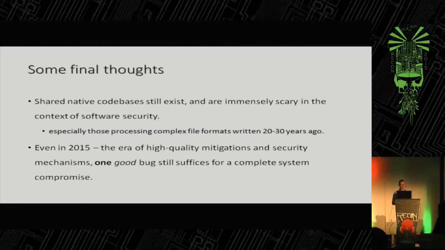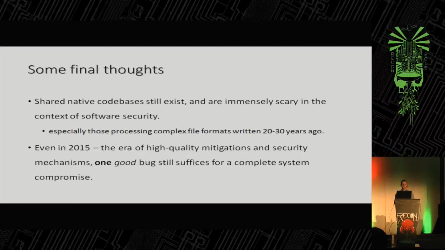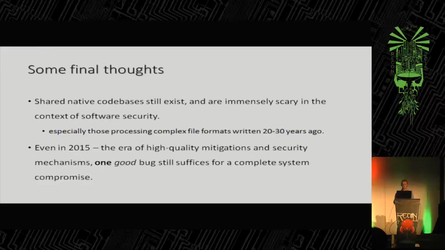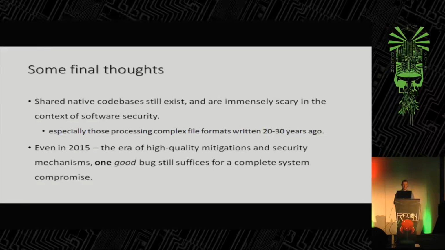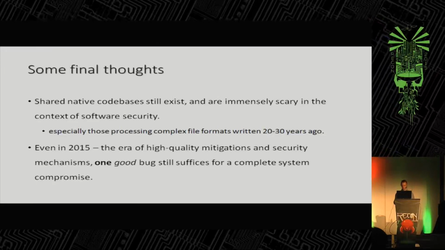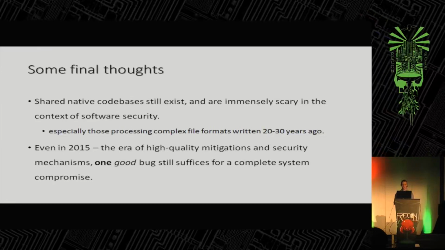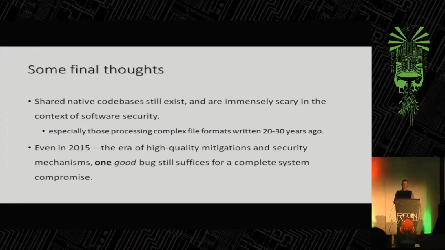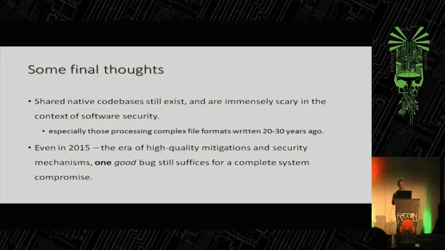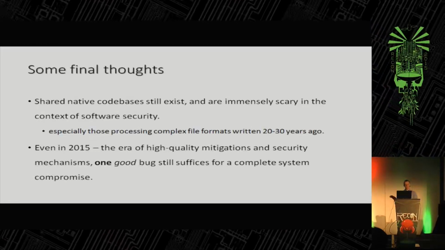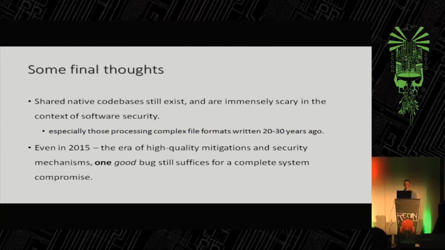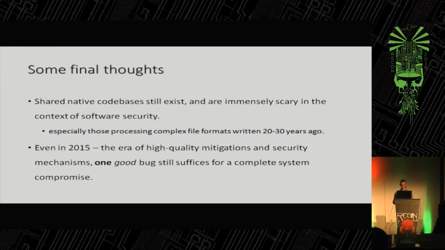And we should also be aware of the fact that shared native code bases still exist, and this is obviously very, very scary in the context of software security. Especially in the context of file formats that were developed 20 or 30 years ago, where the code really hasn't changed that much since then. So even in 2015, with all of those mitigations that we have, it turns out that it's still a matter of just a single good bug to get a full system compromise.